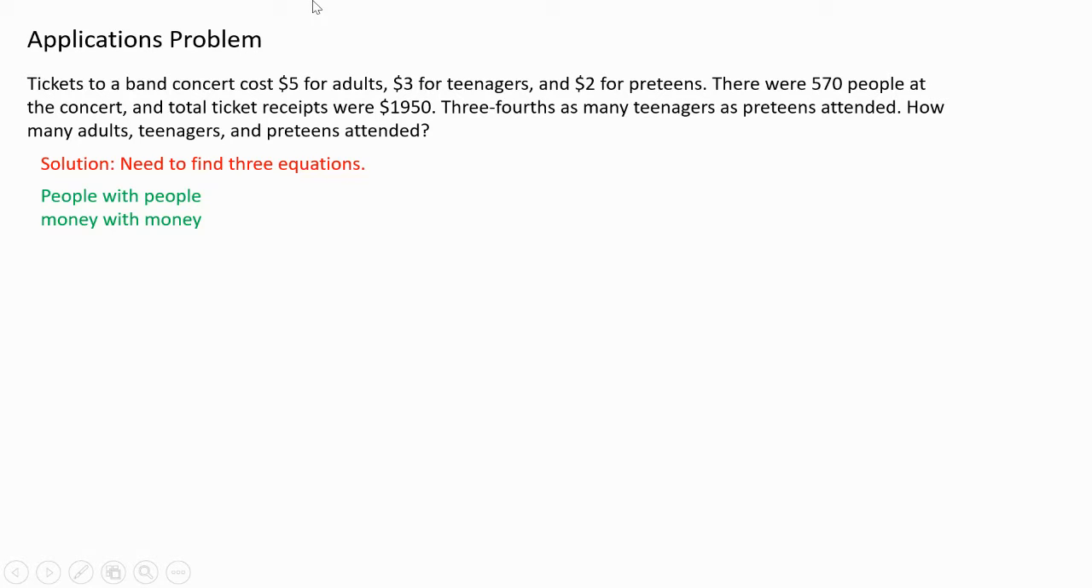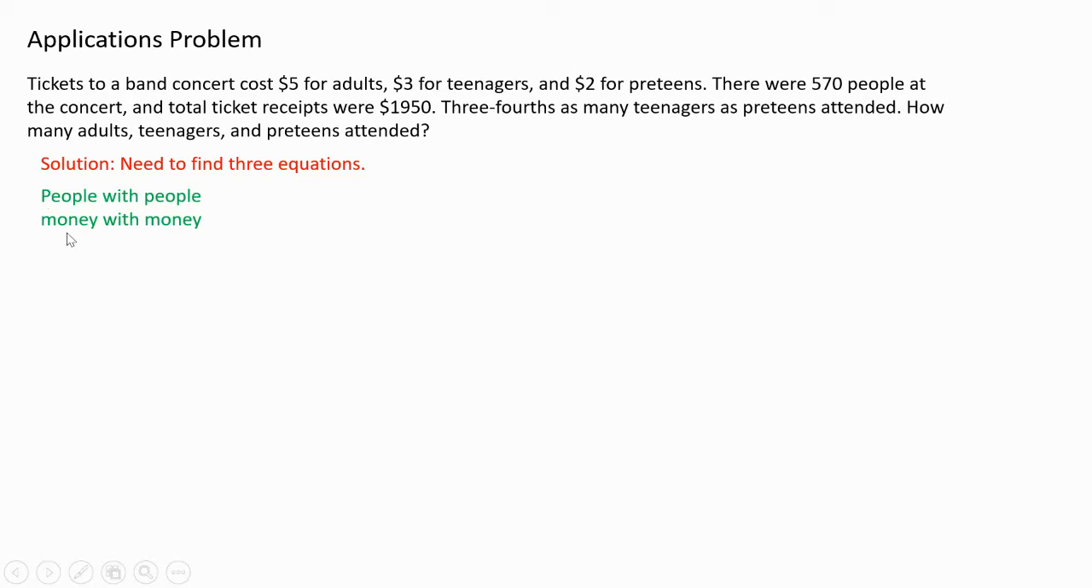Tickets to a band concert cost $5 for adults, $3 for teenagers, and $2 for preteens. There were 470 people at the concert. The total ticket receipts were $1,950. 3/4 as many teenagers as preteens attended. How many adults, teenagers, and preteens attended the concert?